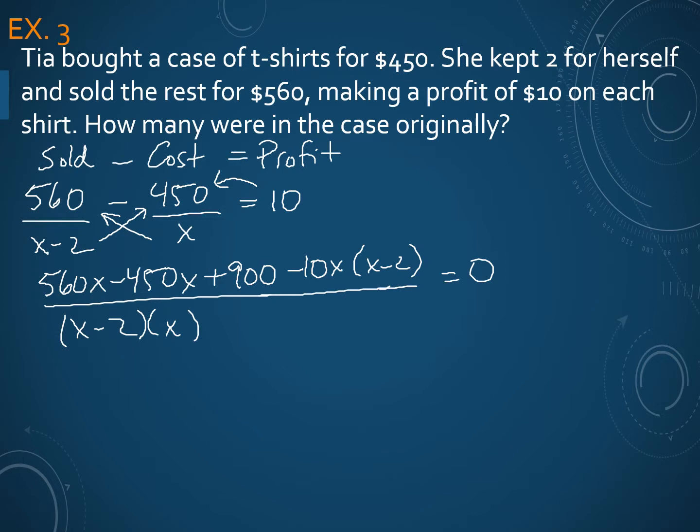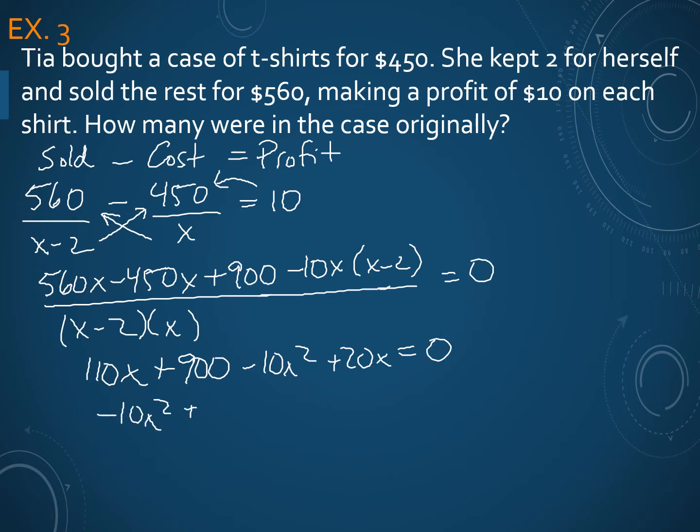So we'll collect some like terms first. 560x minus 450x gives you 110x plus 900 minus 10x squared plus 20x equals 0. Negative 10x squared plus 130x plus 900 equals 0. Factor out a negative 1, or just move everything to the other side.